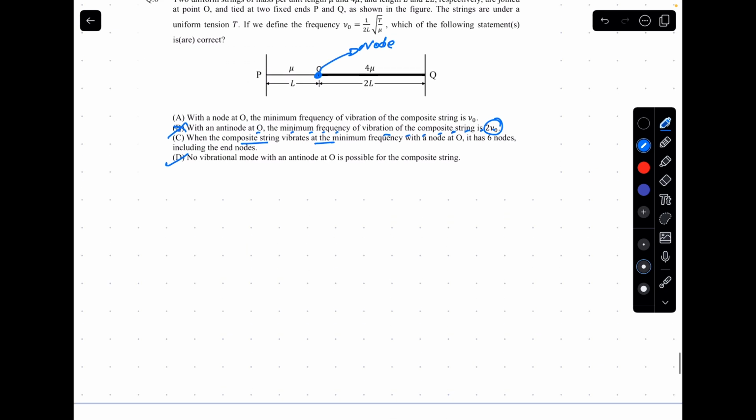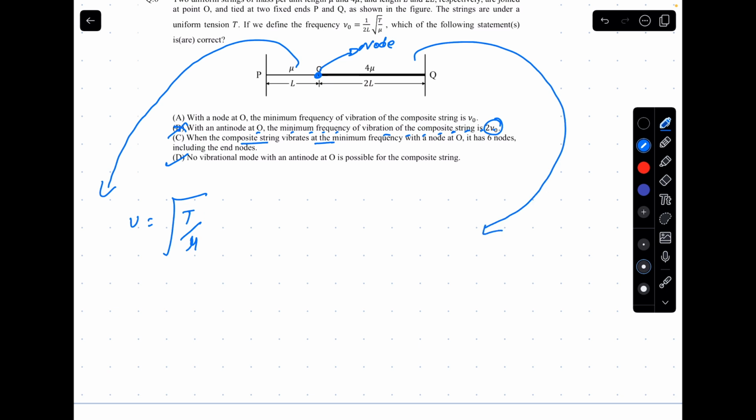Now look, let us find out what will be the velocity in this. So velocity will be root T by mu. The velocity for this one will be V1, let's suppose this is V1, then this is V2, that will be root T by 4 mu. Okay, so that is basically V2 is V1 by 2. Alright, now they are saying that this is V node.